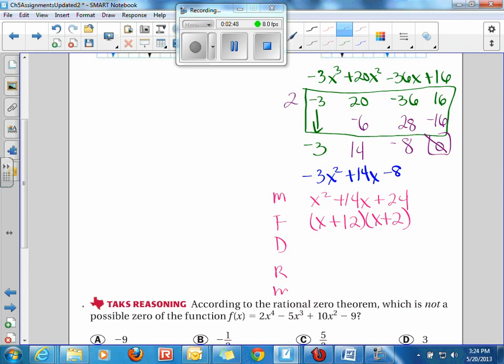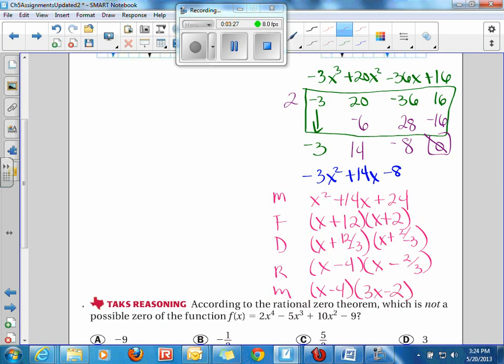Divide, reduce, and move are the last steps here. So divide: we multiplied by a negative 3 to start, so we need to divide by a negative 3 here. So x plus 12 over negative 3, and then x plus 2 over negative 3. Reduce: here this would be x minus 4, because 12 divided by negative 3 is negative 4. And this one does not reduce, so I will put x plus 2/3. And then move. Anything that has a denominator left, the denominator moves to the front. So x minus 4 and 3x plus 2 are my two factors.